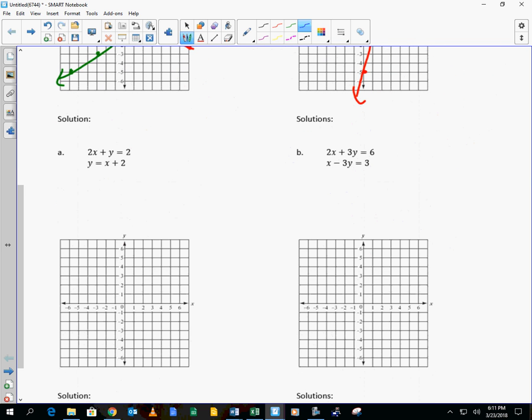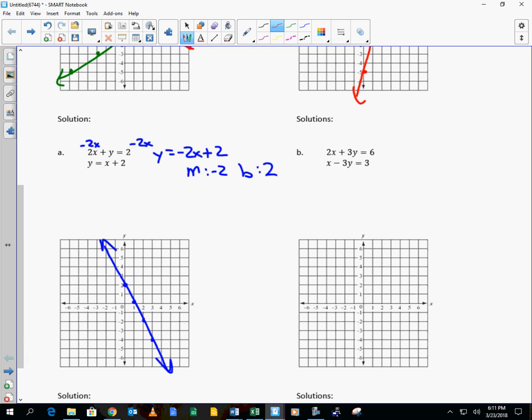Now for the next one, you can see that it's not written in slope-intercept form. And so in order to put it in slope-intercept form, I'll subtract 2x from both sides. That will give me y equals -2x plus 2. The second one is written in slope-intercept form, so I'm good to go there. Slope -2, y-intercept +2. Plot 2, slope of -2, that'll be down 2 over 1, down 2 over 1. You can see the line I get.